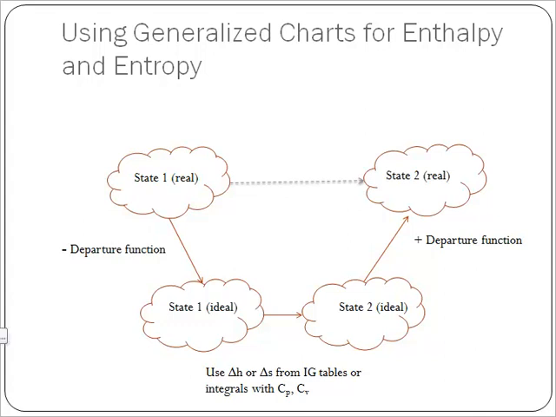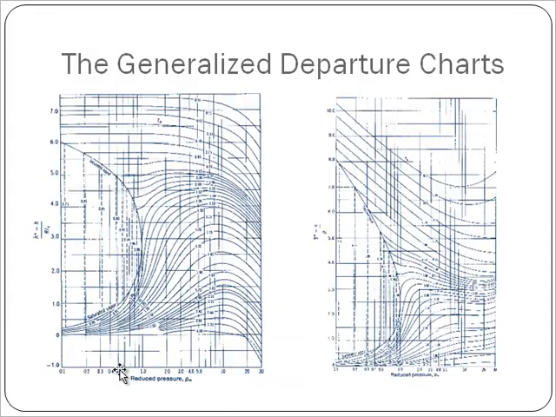So this departure function concept, what on earth is that? Well, people did this for many substances and said, it looks like it's very similar if I adjust for critical temperature and pressure. And so they created charts. And these are out of your book. This is H minus H as an ideal gas over RT as a function of reduced pressure and reduced temperature. Each curve is a different reduced temperature. A similar chart is for S versus P for various values of reduced temperature.